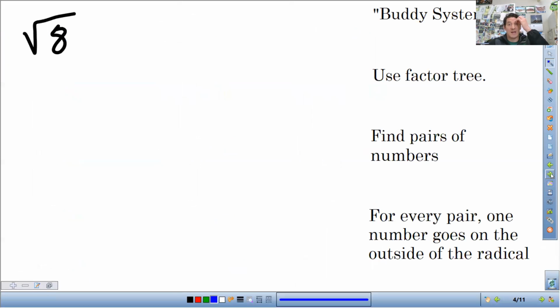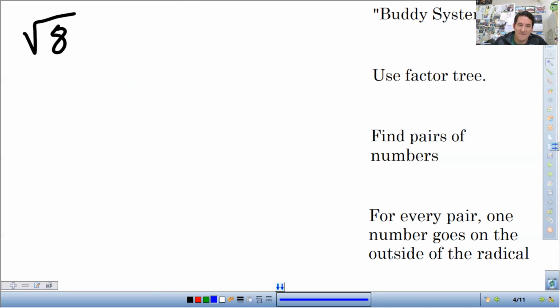So let's look at an example of how to do a square root of a number that is not a perfect square. So we have square root of 8. If you were to do the square root of 8 on a calculator, it comes out to 2.82. All right, but we want to put this in what's called simplified radical form. So your answer is going to use a radical.